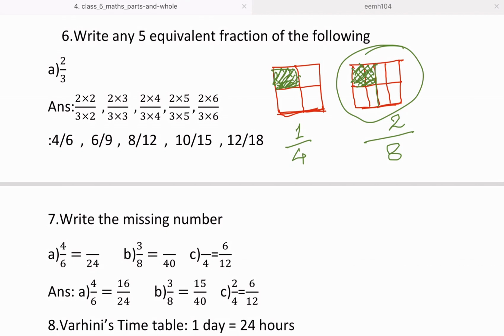Then look carefully, this is also 1/4 of the bread, because 2 ones are 2, 2 fours are 8. Both are equal. This is called equivalent fraction. It means 1 by 4 is equal to 2 by 8.